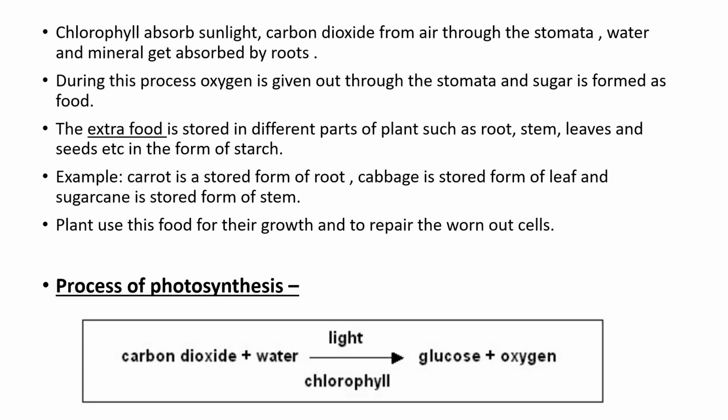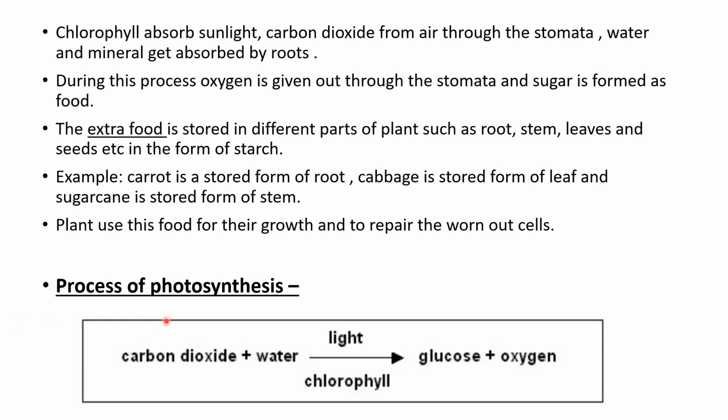So students, we have already read the first point, that chlorophyll absorbs sunlight. Carbon dioxide enters from air through the stomata. Water and minerals get absorbed by roots. So what is obtained during this process? Yes, oxygen. Oxygen gas is obtained and the food is formed.